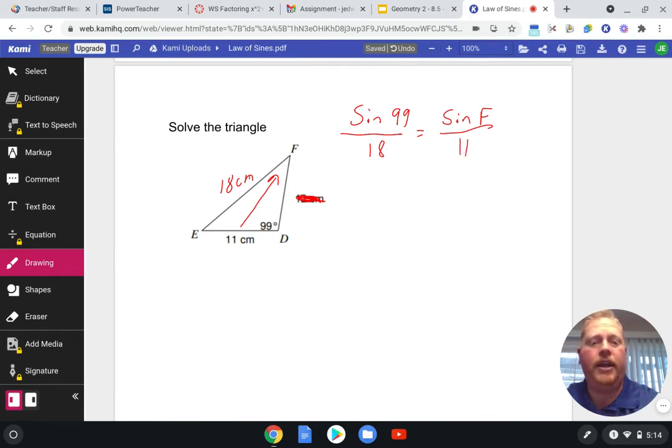So now I can go ahead and cross multiply. So 11 times the sine of 99 equals 18 times the sine of F. And let's divide by that 18 so we can start getting F by itself. So those 18s cancel out.